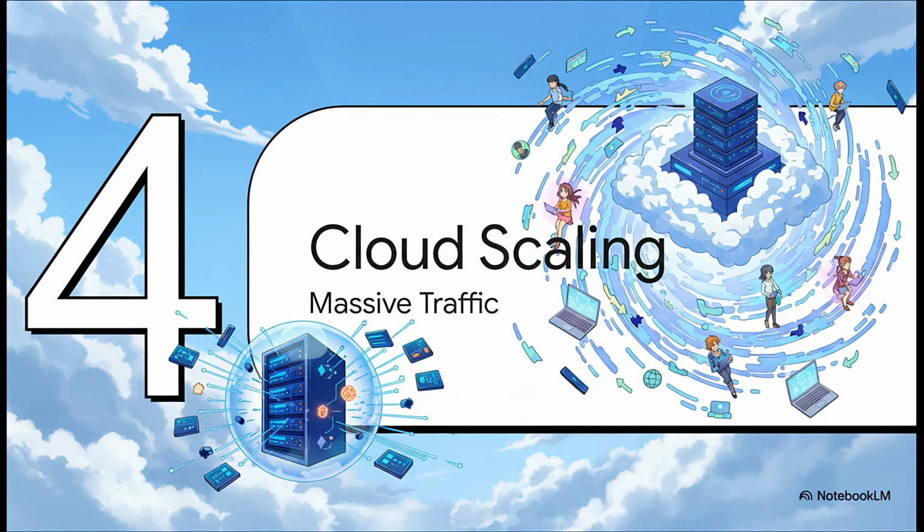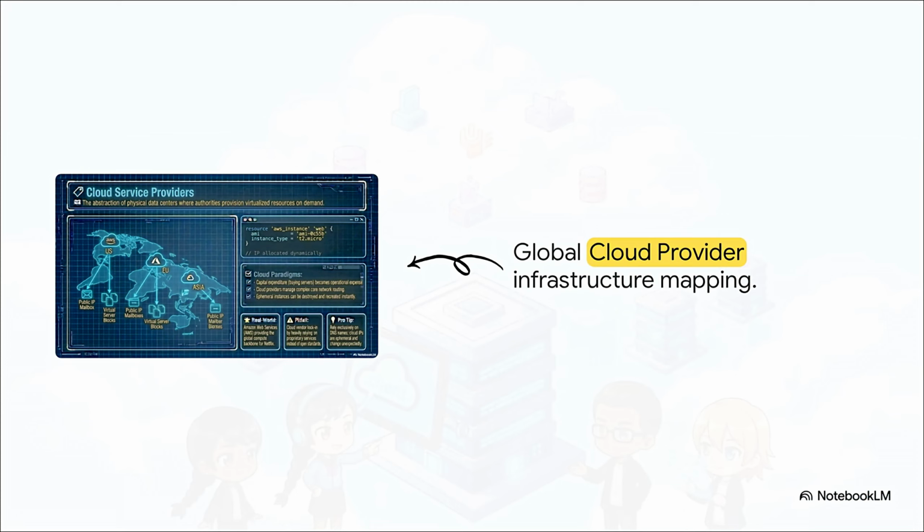Finally, let's talk about surviving massive traffic in Section 4, cloud scaling. In the real world, you aren't managing single physical machines in a closet somewhere. Cloud providers abstract physical data centers into virtual blocks. AWS, for example, provisions EC2 instances. These are virtual servers that you can spin up or destroy in literally seconds to meet user demand. They assign dynamic IP addresses on the fly, building this massive, globally distributed backbone.